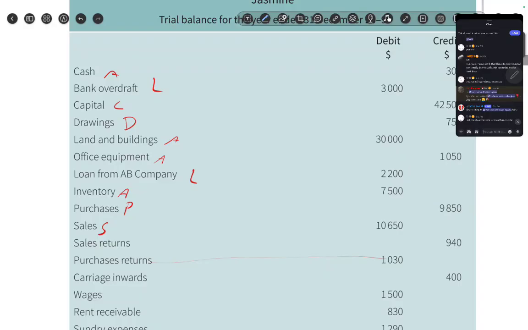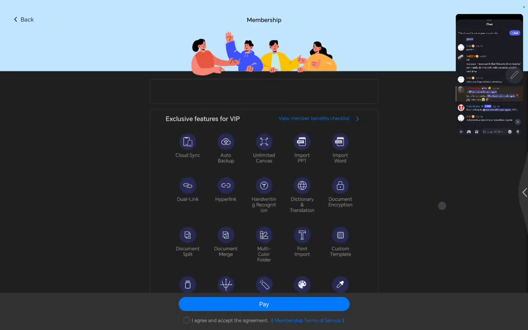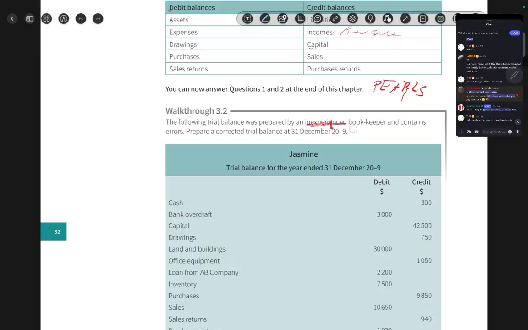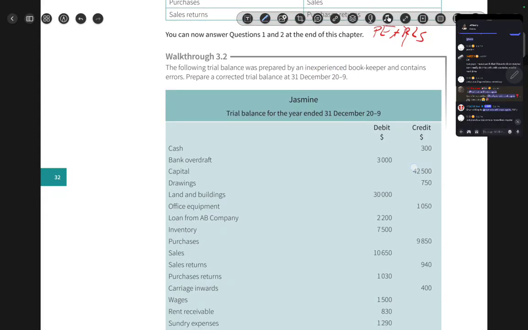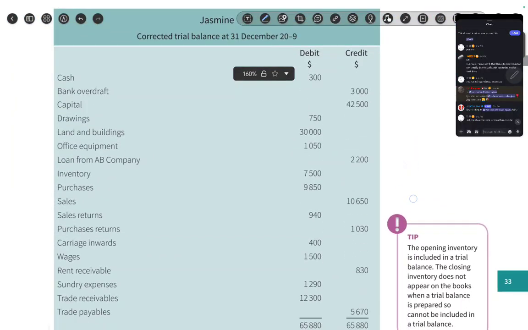Okay, wait, what? Purchases are debited, bro. What the? No way. They're doing something wrong. Was prepared by. Okay, yeah. See, I told you they're doing something wrong. They're asking us to find the errors and correct them. Okay, and it contains errors. Now let's just look at the corrected answer and understand from here.